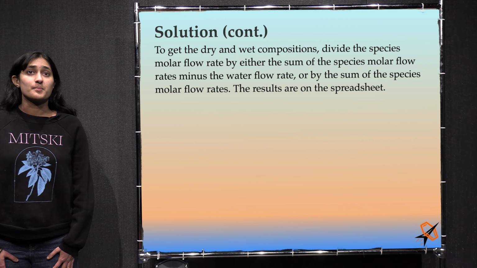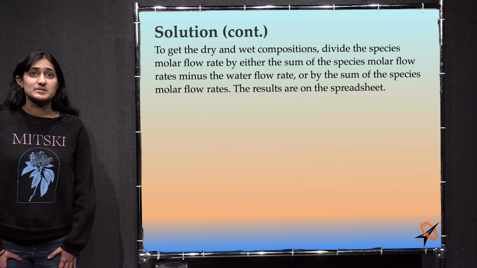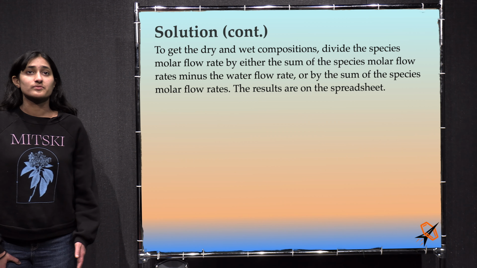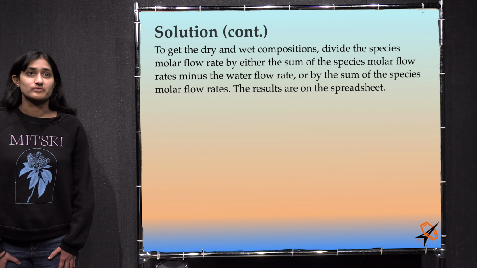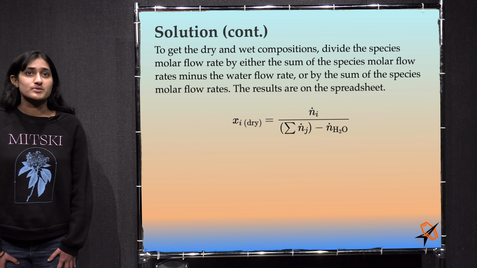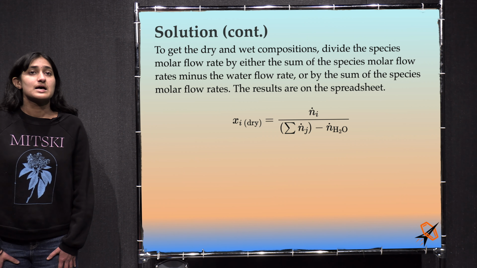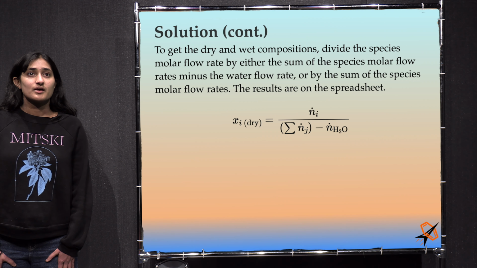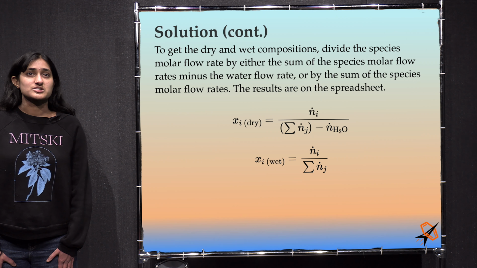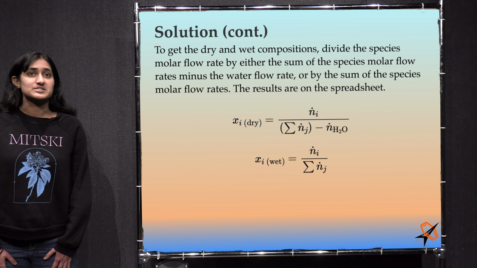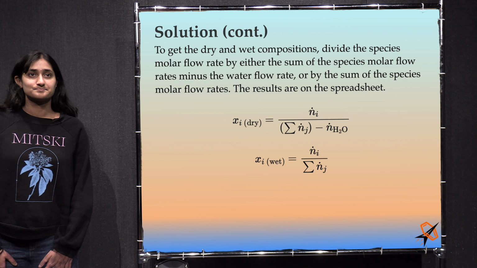To get the dry and wet compositions, we are going to divide the individual species molar flow rates by either the sum of the species molar flow rates minus the water flow rate, or by the sum of the species molar flow rates. So in equation form, the mole fraction of species i dry is equal to the molar flow rate of species i divided by the sum of all the molar flow rates minus the molar flow rate of water. For the wet composition, we have the same expression, but without the minus molar flow rate of water. I'm not going to explicitly do the tedious substitutions. We will just do it in a spreadsheet because there are an awful lot of these equations.